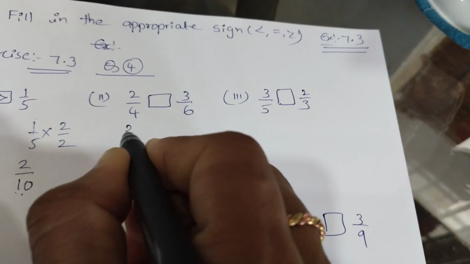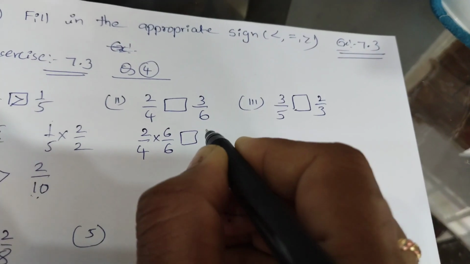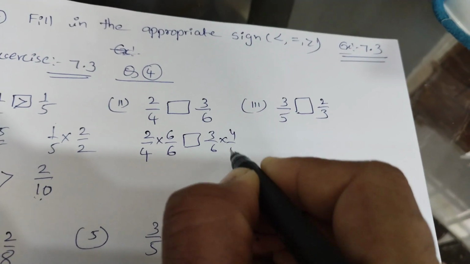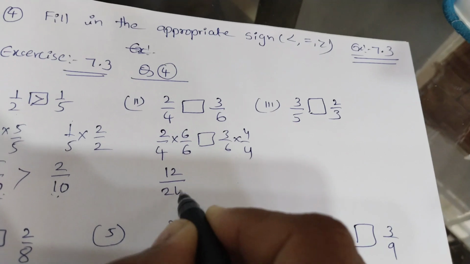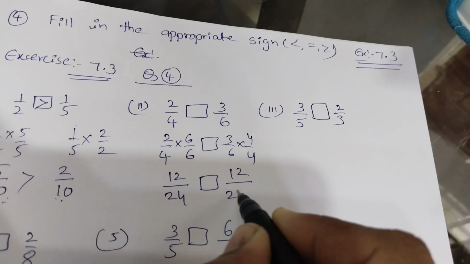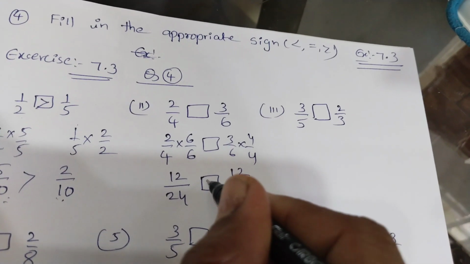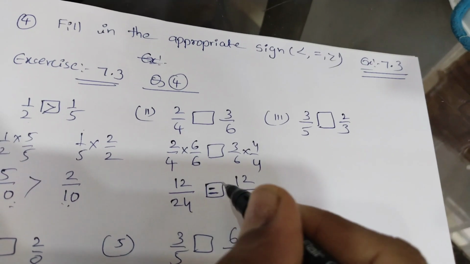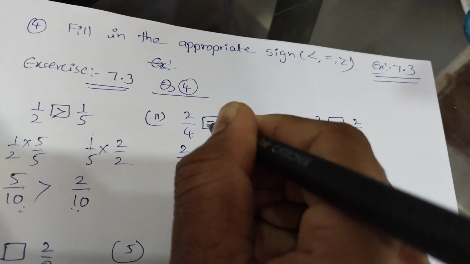Simple problems. So going to the second problem, 2 by 4 and 3 by 6. Multiply 2 by 4 with 6 by 6: 2 6s are 12, 4 6s are 24. Then 3 by 6 with 4 by 4: 3 4s are 12, 6 4s are 24. So these two are equal. 12 by 24, 12 by 24. So 2 by 4 is equal to 3 by 6.